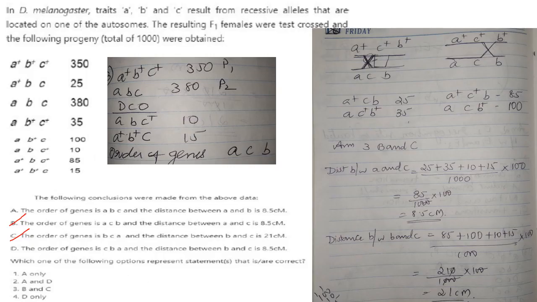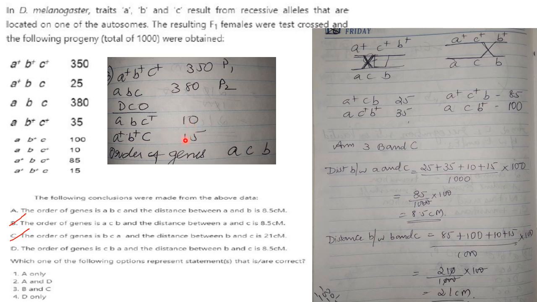Then next one. In Drosophila melanogaster, traits A, B, C result from recessive alleles that are located on one of the autosomes. The resulting F1 females were test crossed and the following progeny, total 1000, were obtained. The following conclusions were made of the above data. So this is the case of a 3-point test cross. Now A plus B plus C plus and A, B, C are the parentals. Now double crossovers are those with lesser number. So A, B, C plus and A plus B plus C, that is 15 and 10 respectively.